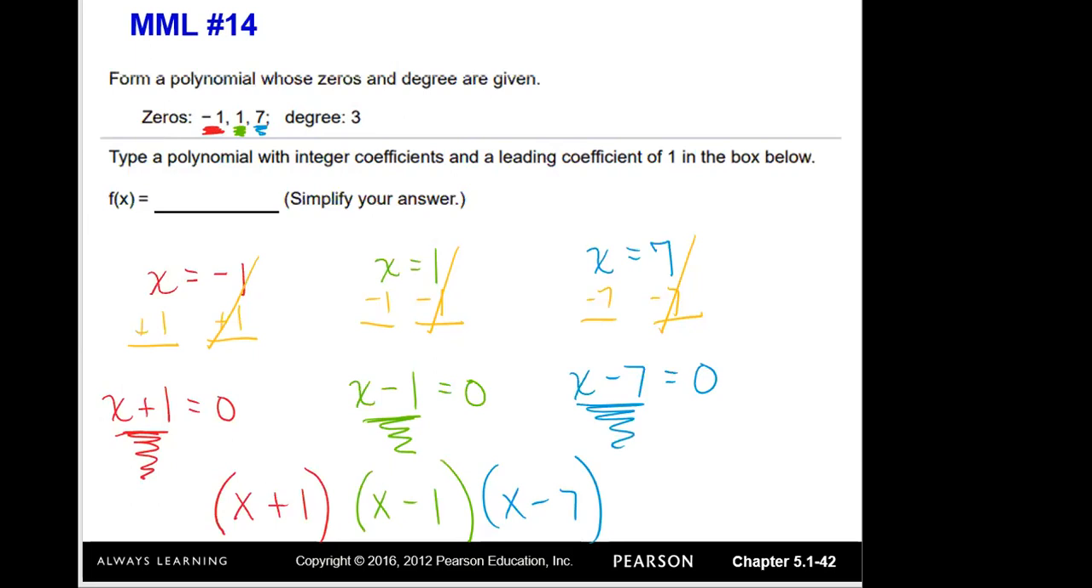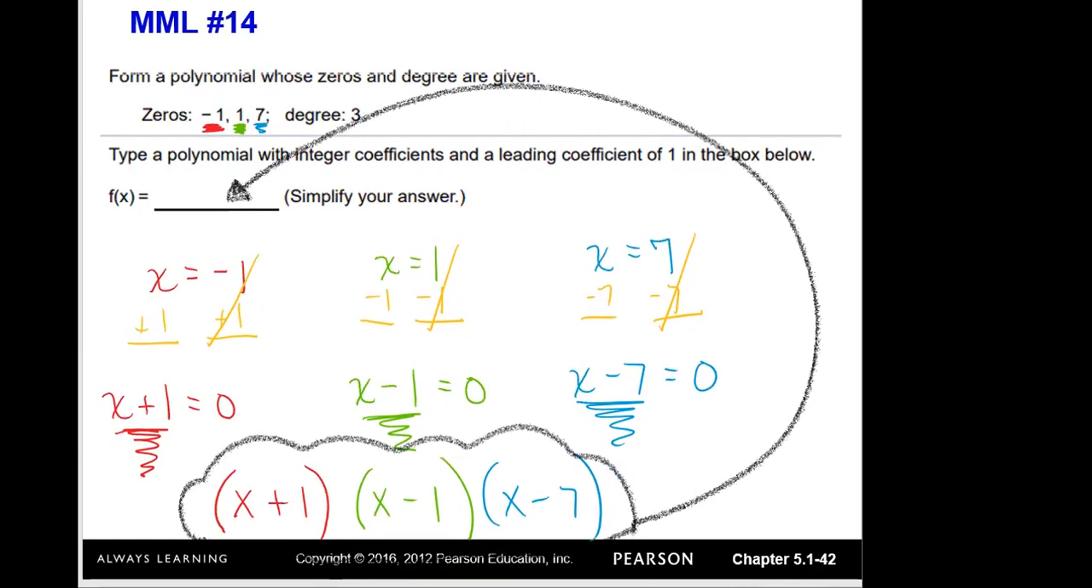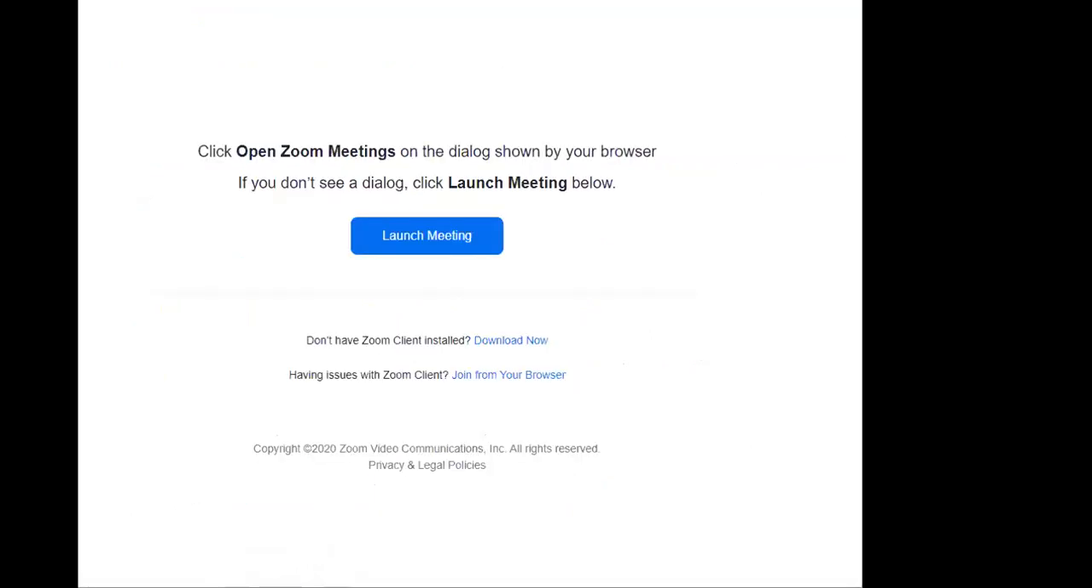Now it does say simplify your answer, but I actually tested this and my math lab actually took it when I typed it in right here. It didn't have me multiply it out. It took it, even though it says simplify your answer. Well, no, wait a minute. It does say type a polynomial with integer coefficients and a leading coefficient of, hang on a second. Maybe my notes on my paper are wrong. Let me go back to here, where's my math lab?